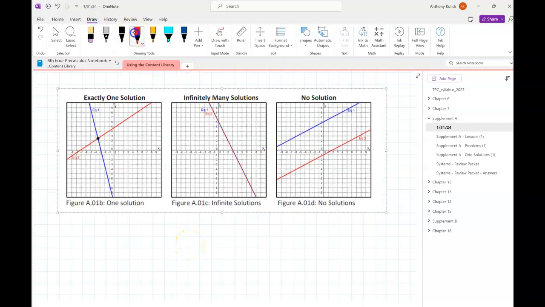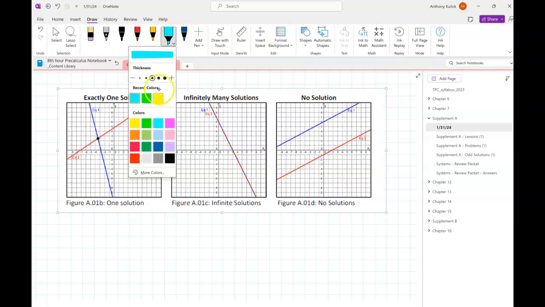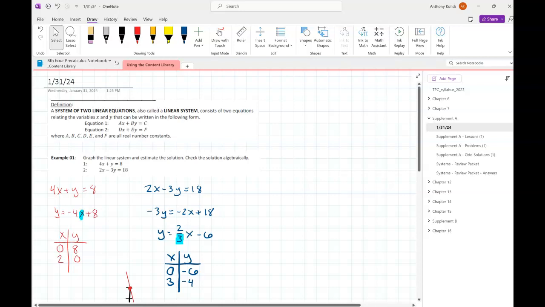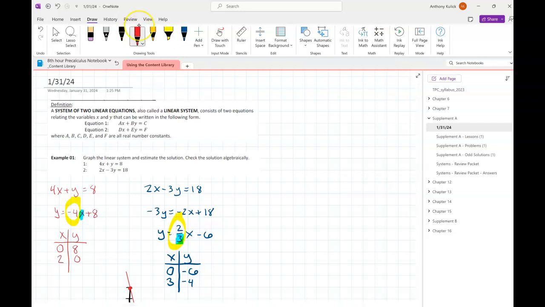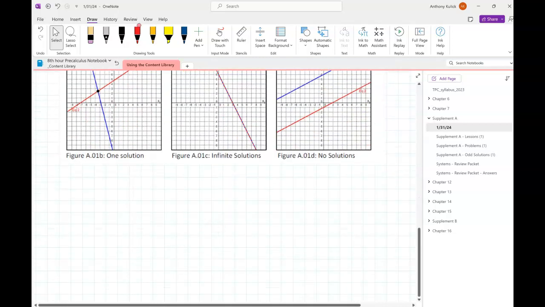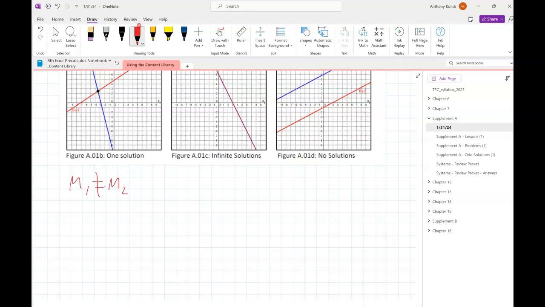So we have these 3 possible situations. Wouldn't it be nice if I could look at my equations at the start before I even try to graph anything and be able to tell which one is which? Yes. Yeah, right? So let's go back and look at this first one where we got one intersection or one solution. If I look at the slopes, notice they're different. As long as the slopes are different, we're always going to get one solution.